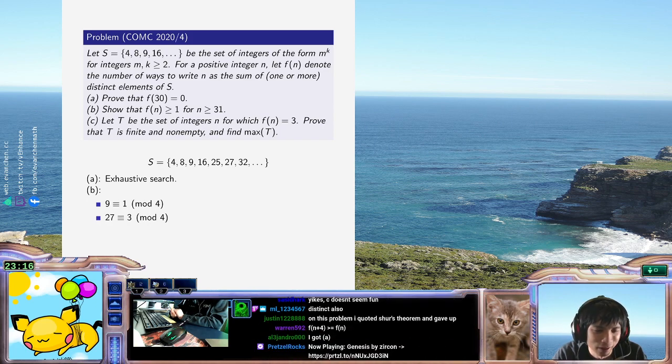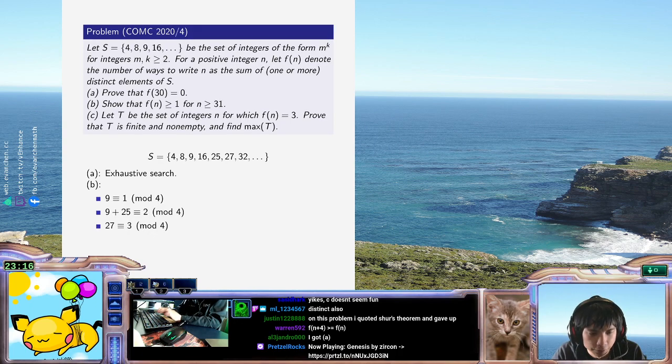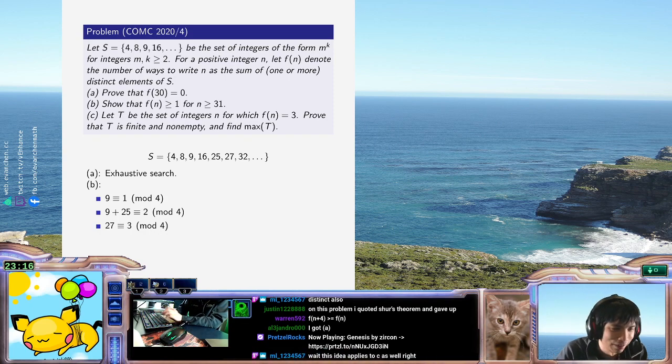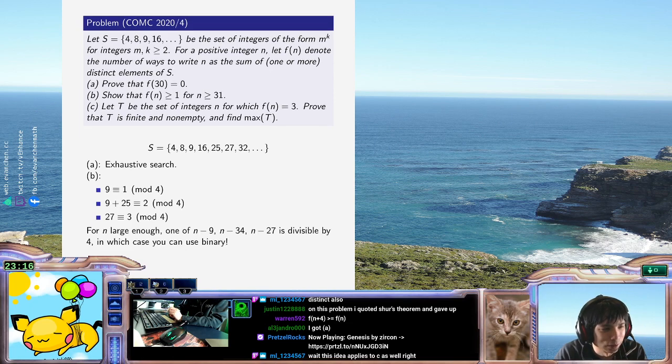Oh, I can add 2 things to get something that's 2 mod 4, right? Like 9 plus 25 is 2 mod 4. Okay, there we go. So for all sufficiently large n, one of n minus 9, n minus 34, n minus 27 is divisible by 4, in which case you can use binary. I was thinking squares, but binary is pretty good.